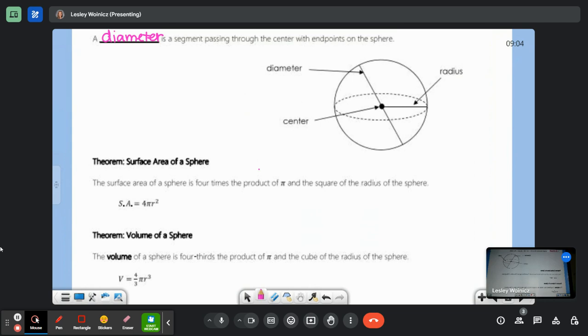Okay, awesome. So you can see where those are labeled. The surface area of a sphere is 4 times the product of pi and the square of the radius of the sphere. So 4 pi r squared.